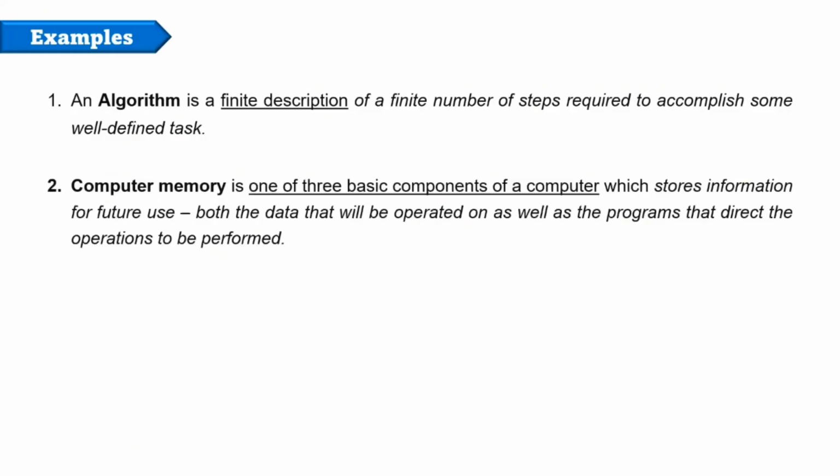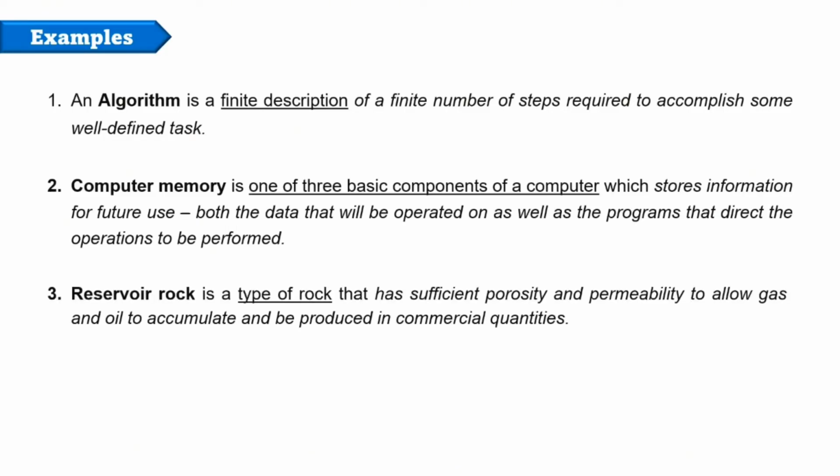Number 2. Computer memory is one of three basic components of a computer, which stores information for future use, both the data that will be operated on as well as the programs that direct the operations to be performed. Number 3. Reservoir rock is a type of rock that has sufficient porosity and permeability to allow gas and oil to accumulate and be produced in commercial quantities.